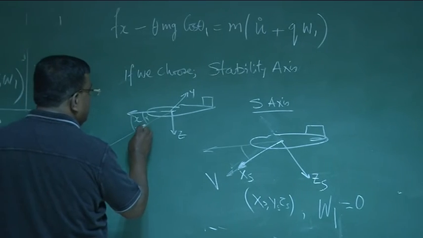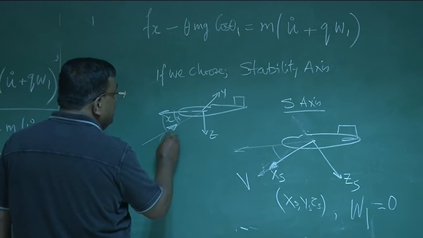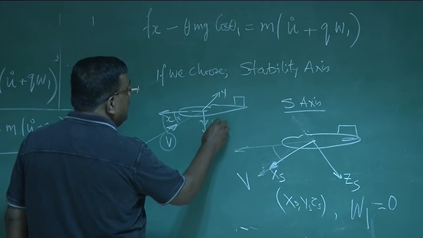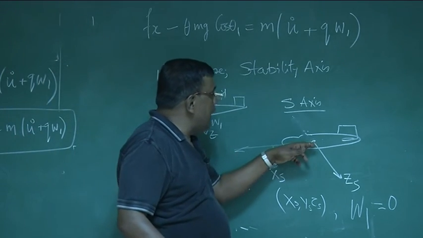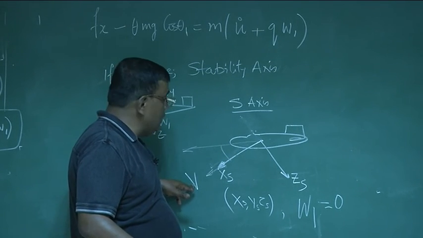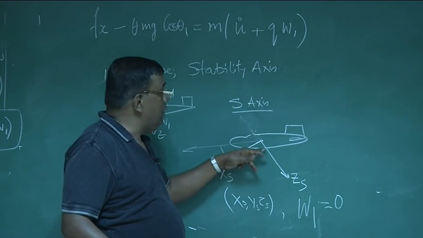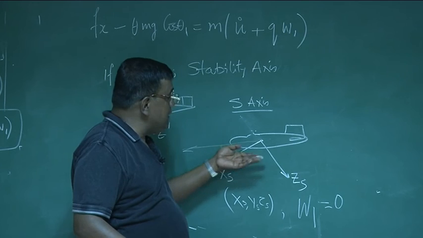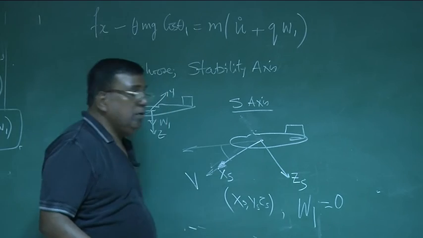When this was the velocity vector and it was not a stability axis system, there will be a component of V along W1 or along Z, which is W1 as per our notation, the component of velocity along the body fixed Z direction. But the moment I put the axis system in such a way that the x-axis is along the velocity vector direction, then this velocity cannot have any component along z direction because they are perpendicular. So automatically at steady state, W1 will be 0. That is, W at steady state will be 0. That also simplified the equations.